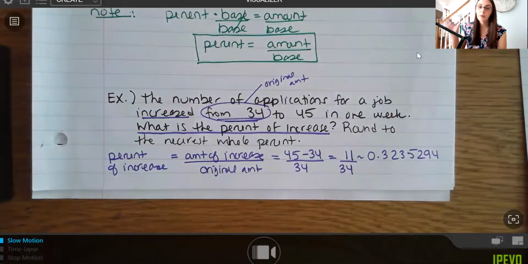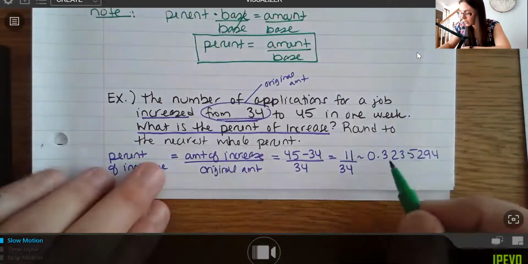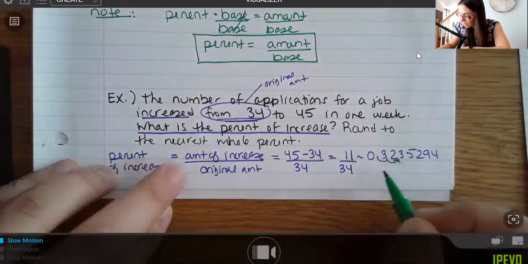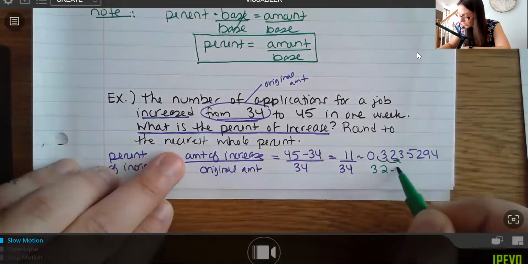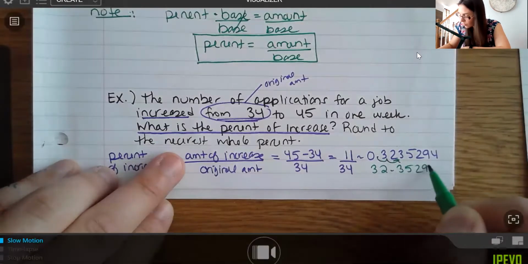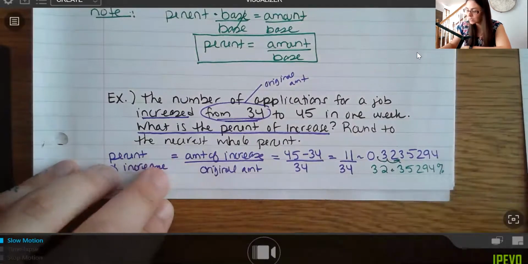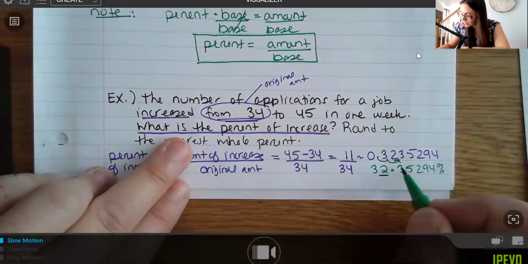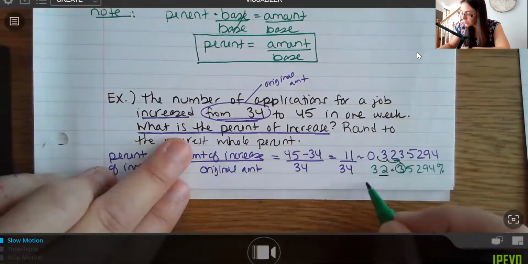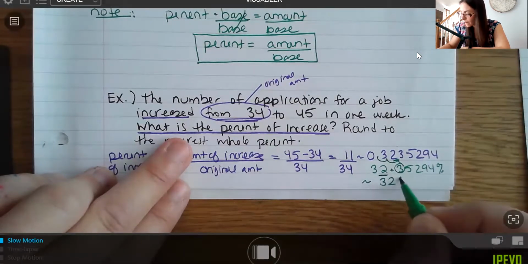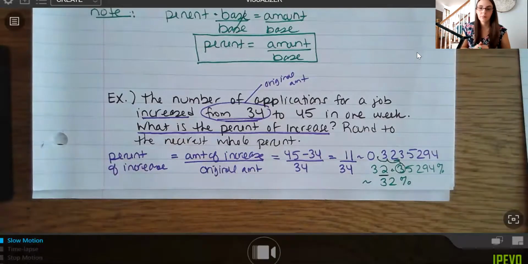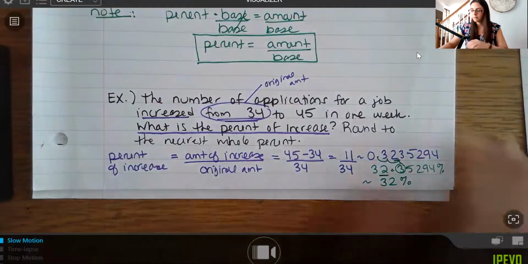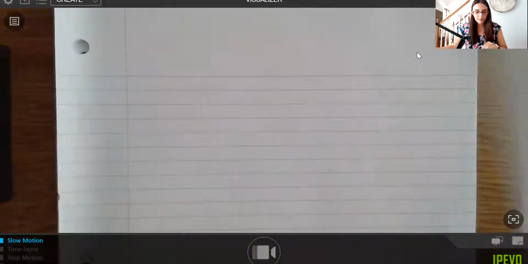Now the second step here, remember when we're looking for a percent, we do have to change it back to a percent. So we're going to multiply this by 100. So I have 32.35294%. And it did say to round to the nearest whole percent. So whole means the ones place. Now the 3 is small, so this is going to stay. So it's about 32%. Let's do one more example there.